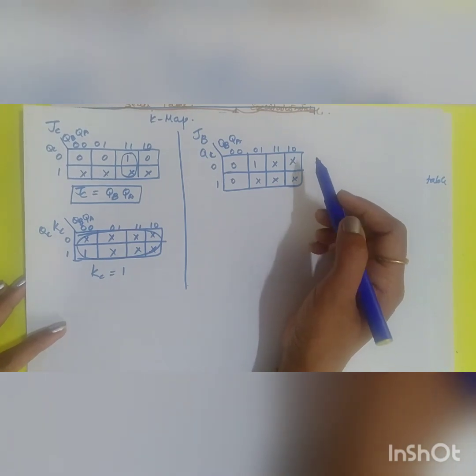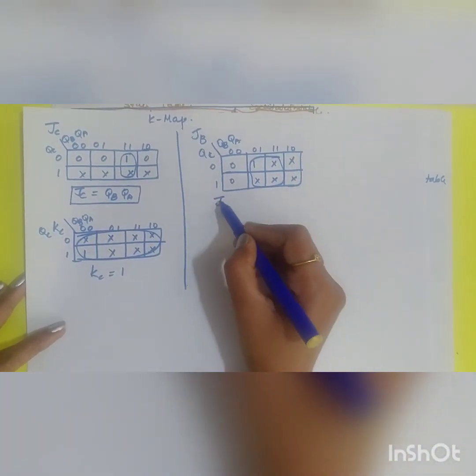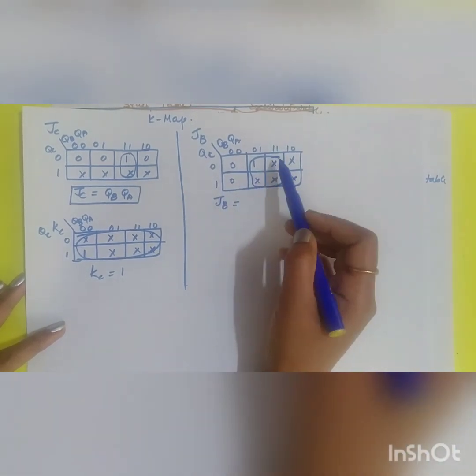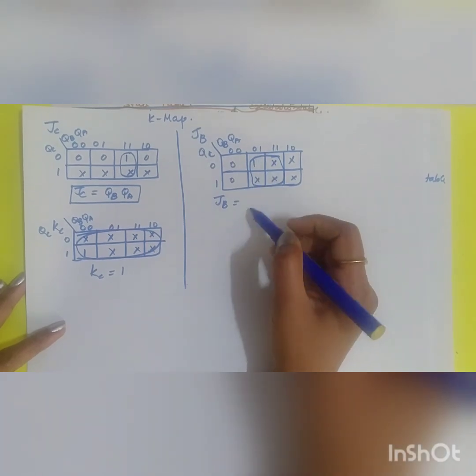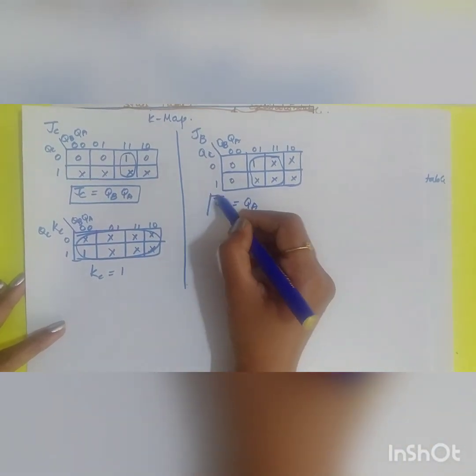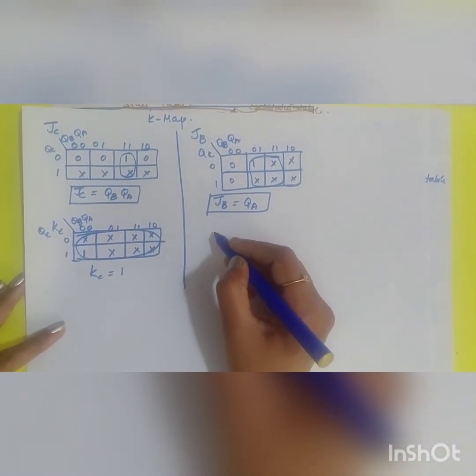Okay. So, how can you group these? You can group these 4 together, right? So JB will be equal to, 01 will get cancelled, so you will be getting QA, right? So QA will be your answer. Now the next one is your KB.